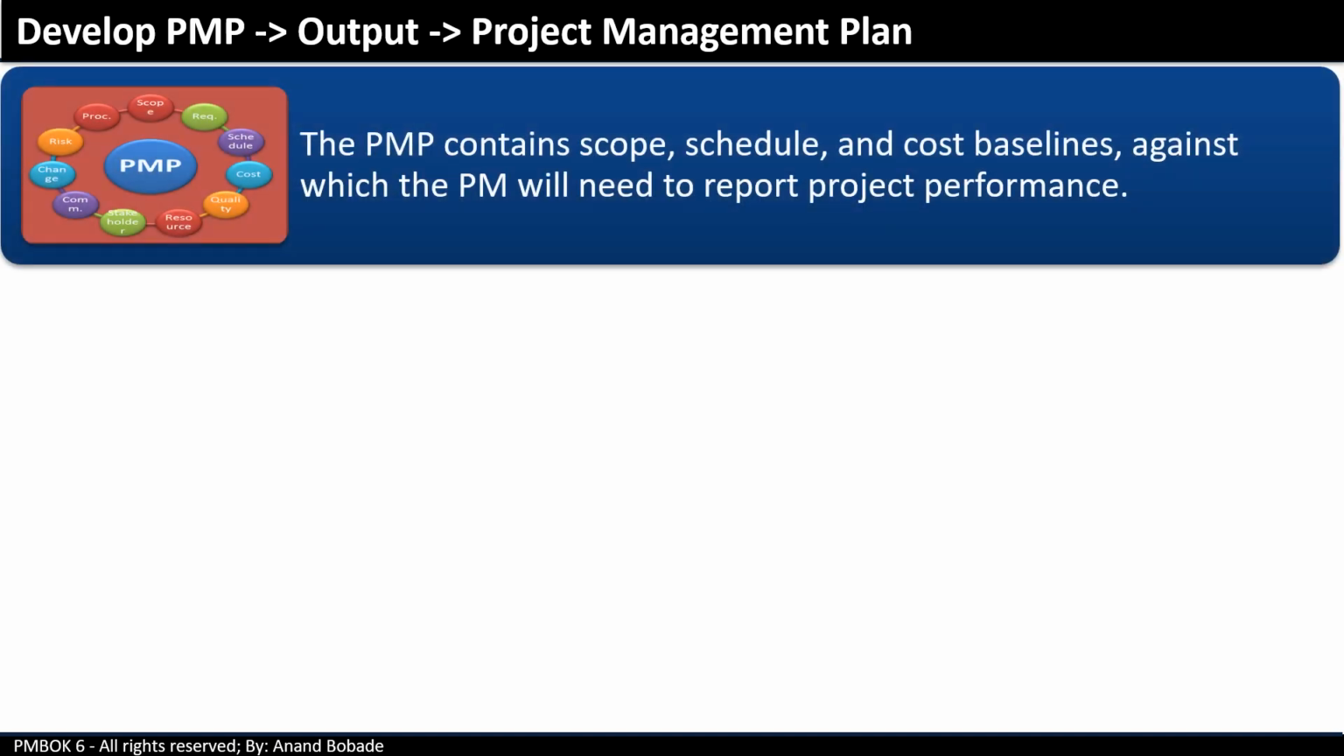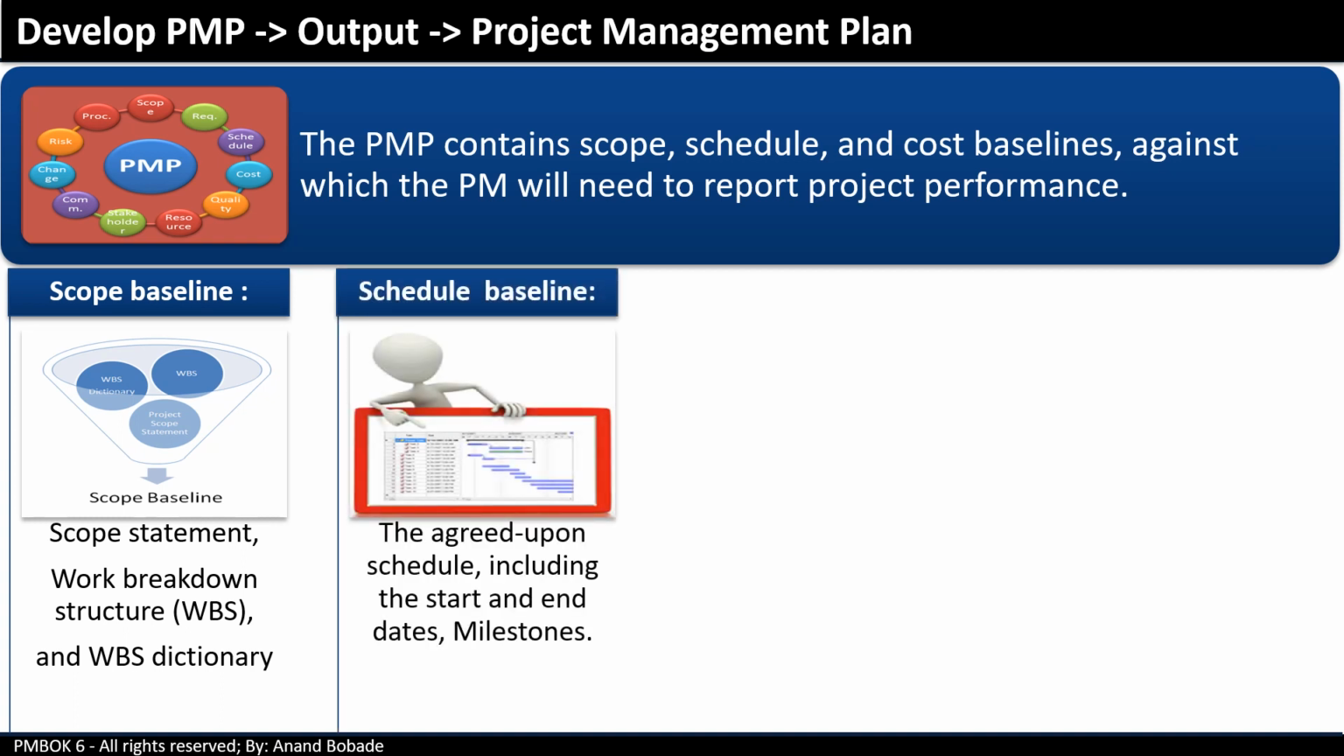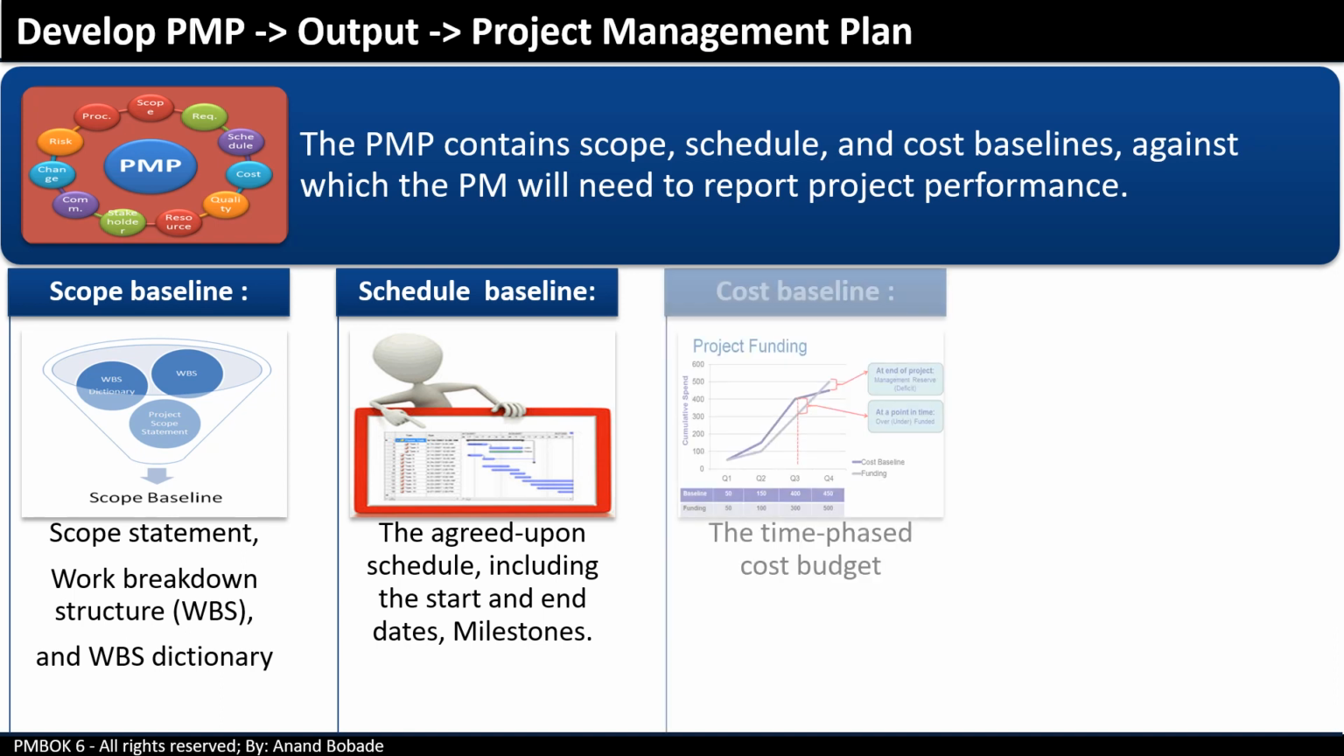The Project Management Plan also contains baselines, that is, the scope baseline, schedule baseline, and cost baseline, against which the PM will need to report project performance. The scope baseline is a combination of the project scope statement, work breakdown structure, and WBS dictionary approved by a sponsor or concerned project stakeholders. The schedule baseline is the agreed-upon schedule, including start and end dates of major deliverables and milestone dates. The cost baseline is a time-phased cost budget approved by management.